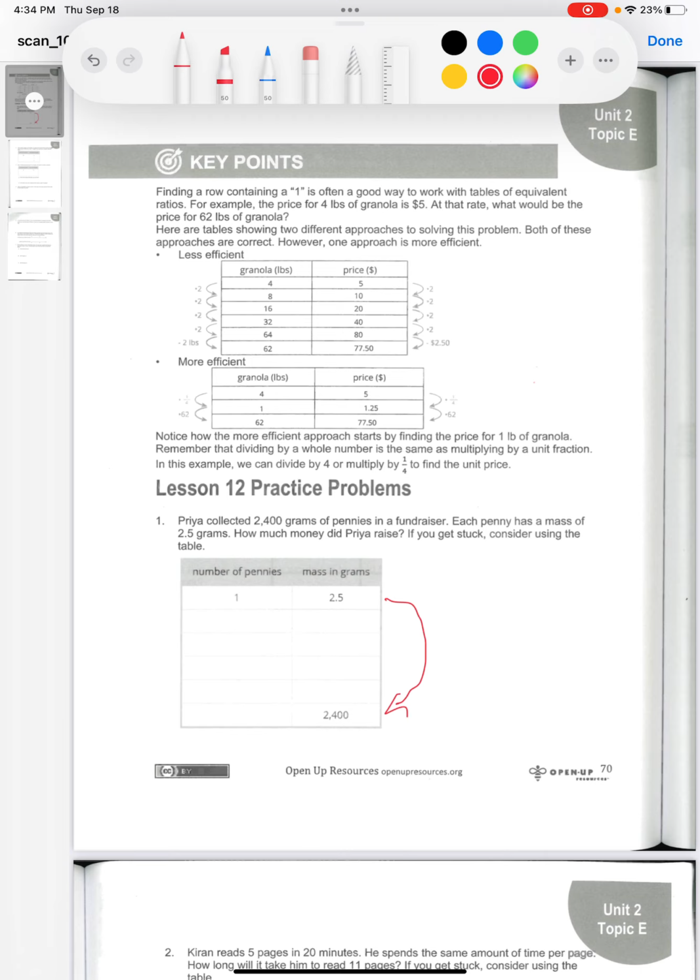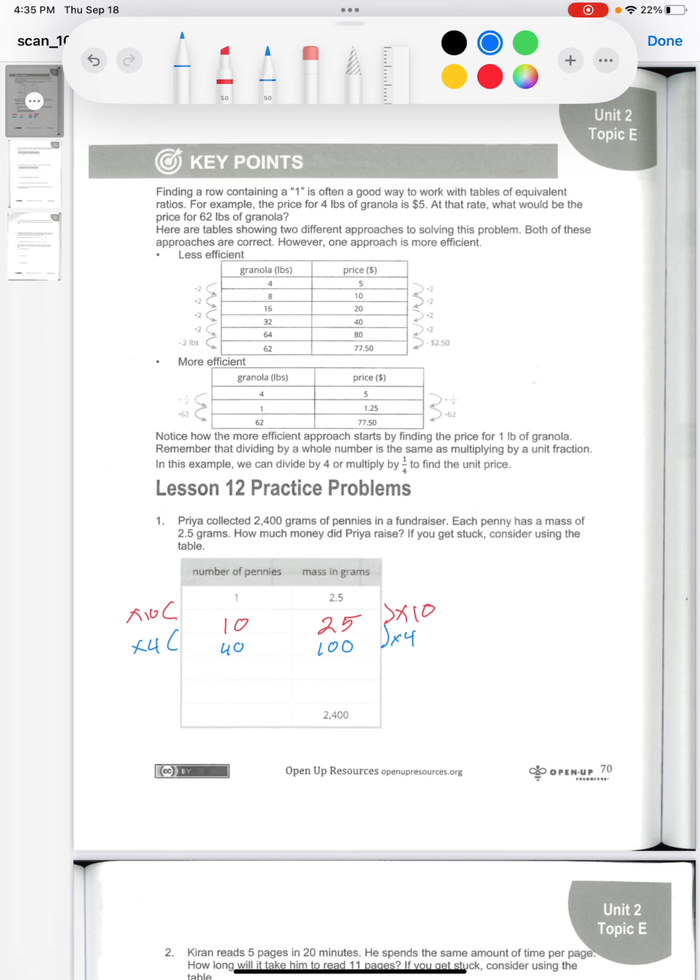Now, for me personally, one of the first things I would do is get rid of the decimal. And so I would do times 10, because that would make 2.5 25. And so I times 10. 1 times 10 is 10. Now, again, I need to get from here to 2,400. Well, I know that 25 times 4 is 100. So I would multiply by 4 and get 100. And so times 4, that gives me 40.